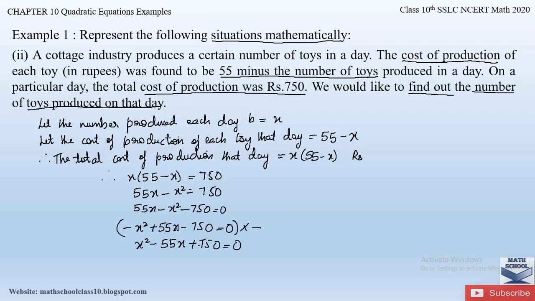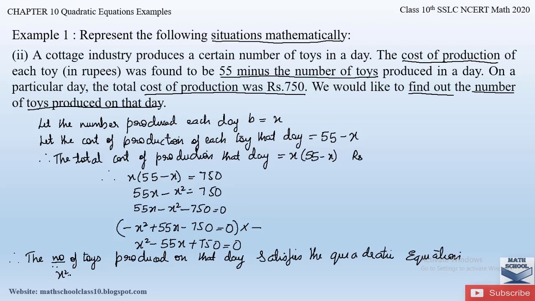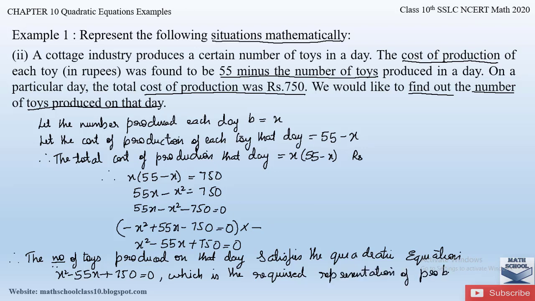So therefore the number of toys produced that day satisfies this quadratic equation. So let us write down: therefore the number of toys produced on that day satisfies the quadratic equation x square minus 55x plus 750 is equal to 0, which is the required representation of the problem mathematically. So this is how we solve this example number 1.